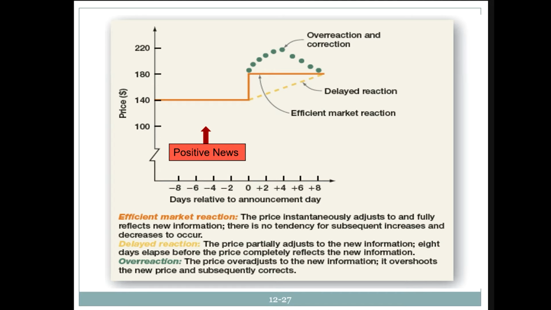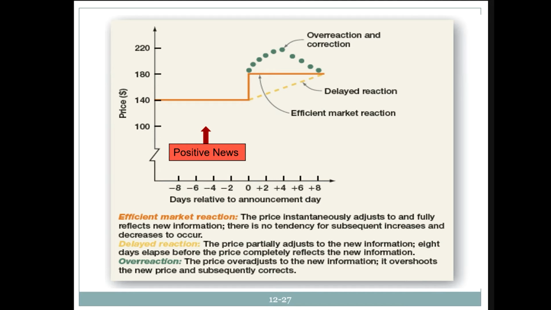Or we could have some overreaction where we jump way above what we think was going to happen because we over-adjusted to the new information. We thought, oh, this is going to be way better than we thought. And then we have to correct back down. But ultimately, regardless of whether we think markets are truly efficient or not, we see that the price corrects to the fundamental value efficiently.